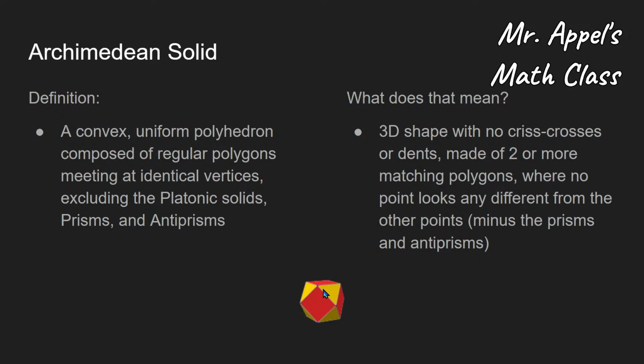So you can't tell that like this is supposed to be the top, right? Because it looks no different than the bottom. It still has the same 2 squares and 2 triangles come together. Right here, 2 squares, 2 triangles, boop, boop, boop, right? All the vertices look the same. They have the same shapes coming together.